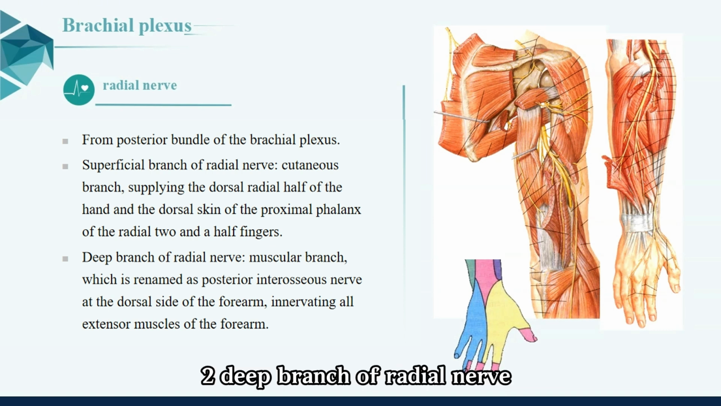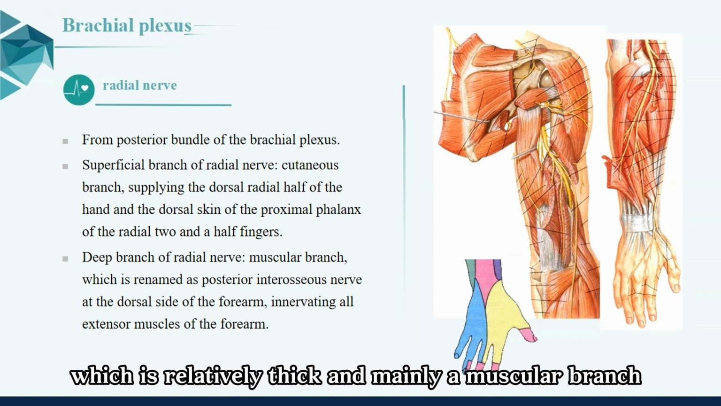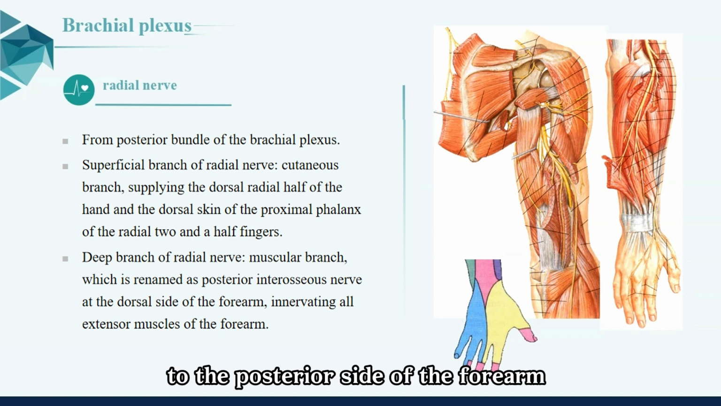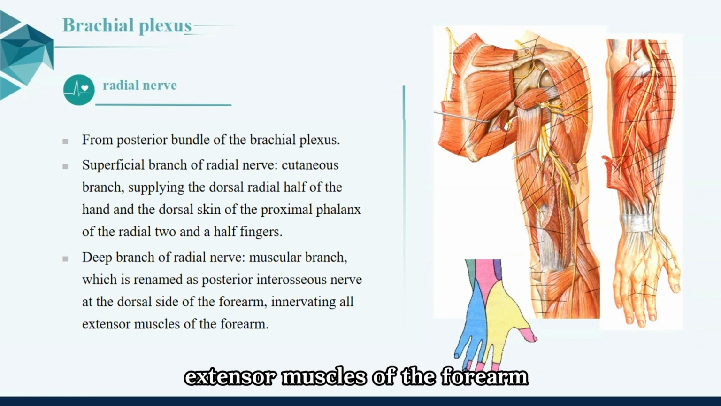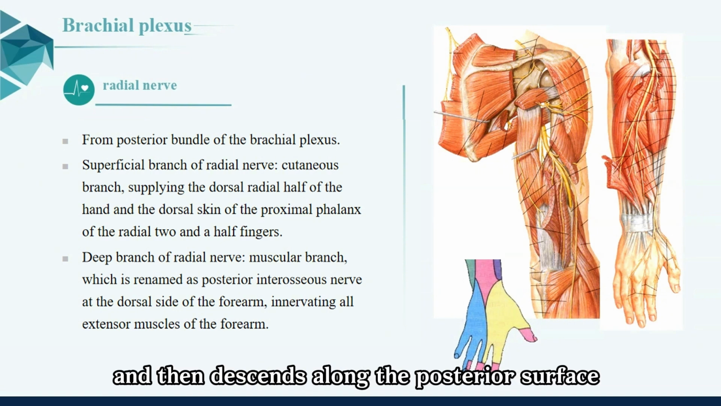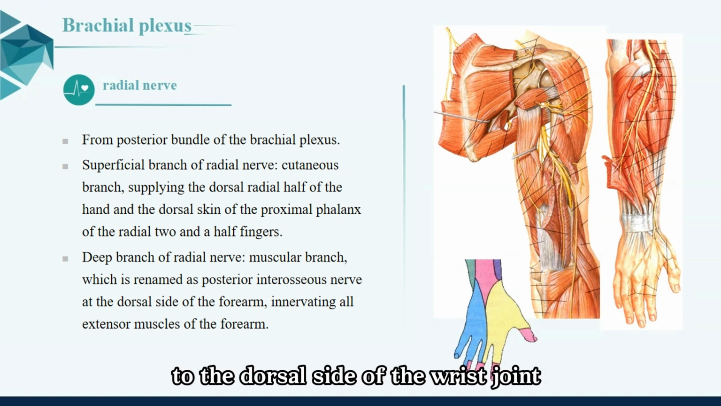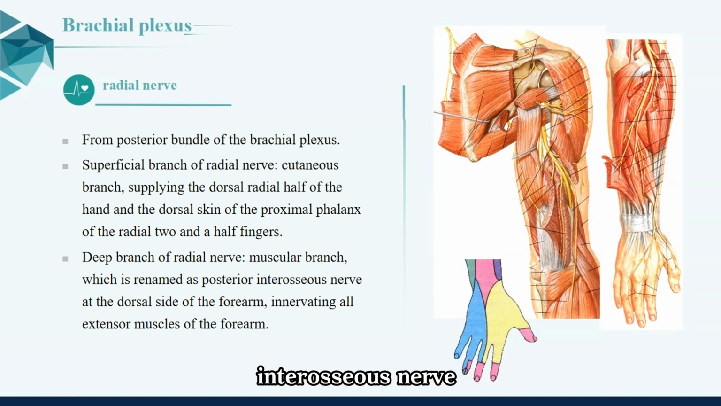2. Deep branch of radial nerve. The other branch is the deep branch of the radial nerve, which is relatively thick and mainly a muscular branch. It passes lateral to the neck of the radius through the supinator to the posterior side of the forearm, descends between the superficial and deep extensor muscles of the forearm, and then descends along the posterior surface of the interosseous membrane of the forearm to the dorsal side of the wrist joint. Therefore, the deep branch is also called the posterior interosseous nerve.